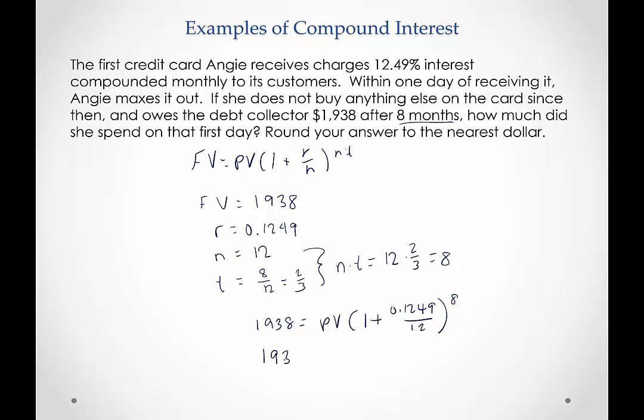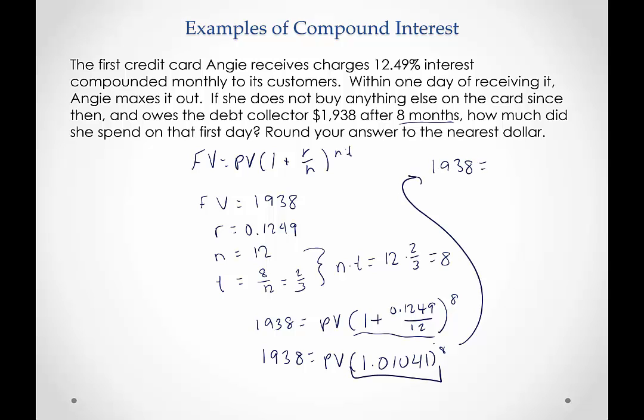Okay, so we have 1,938 is equal to the present value, and then when I calculate this, I end up with about 1.01041 to the 8th power. And when I come up here now, 1938. When I calculate this, I get some number similar to 1.0864 times the present value. To get present value by itself, I need to divide both sides.